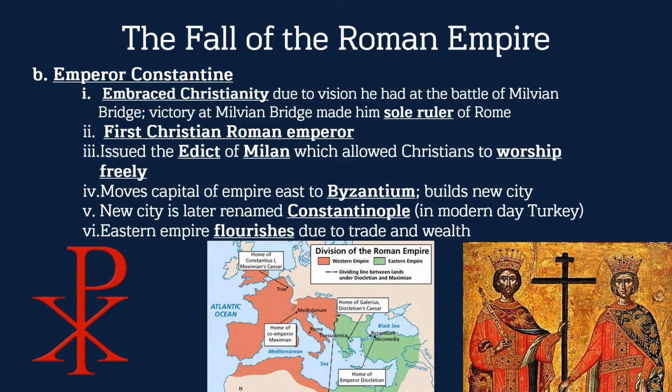He thanks God. He converts to Christianity. He becomes the first Christian emperor. He is the sole ruler of Rome, despite the fact that the Roman Empire is split into the Eastern and the Western Empire. I know it's kind of confusing.